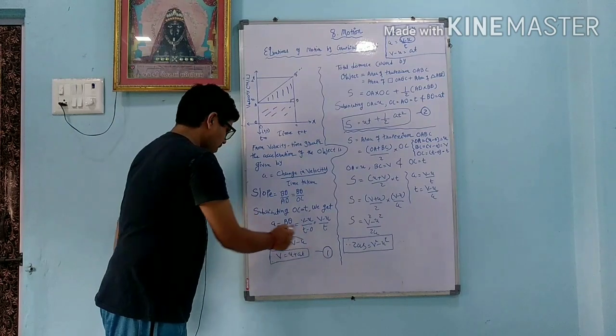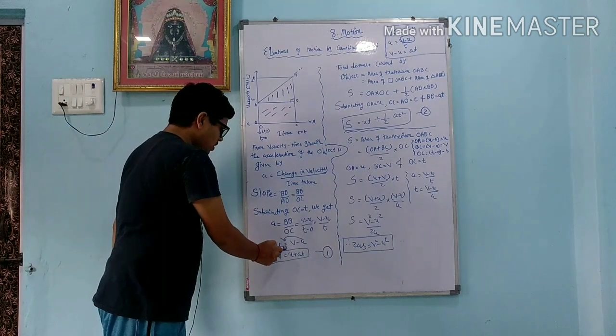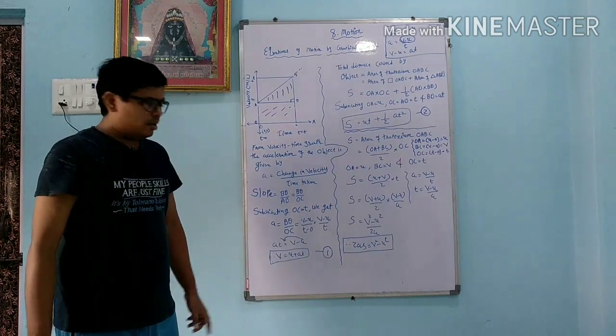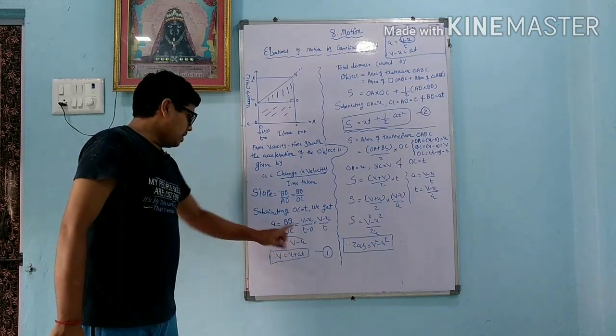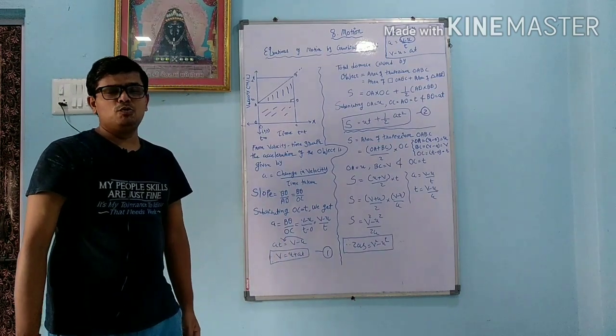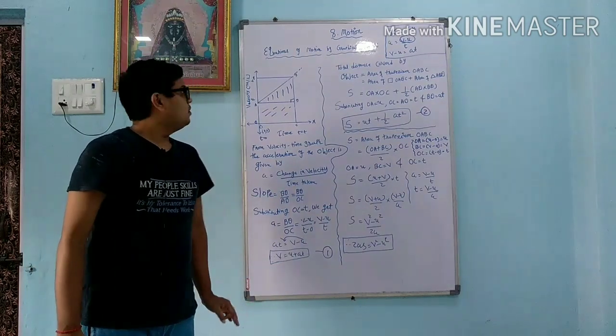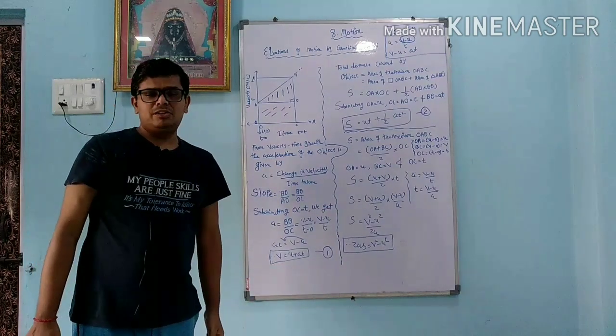Now what we are doing? We are doing the cross multiplication. So by cross multiplication we get at equals v minus u. Now dear student, we will change the sign here. By changing the sign we get the equation v equals u plus at. This is the first equation of motion by graphical method.